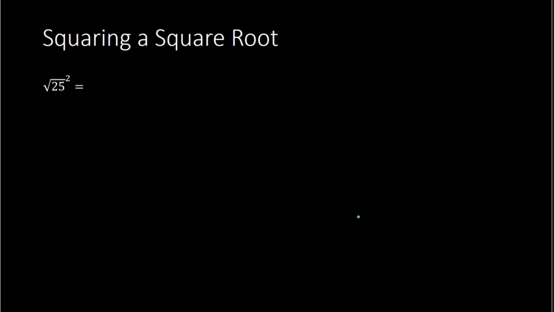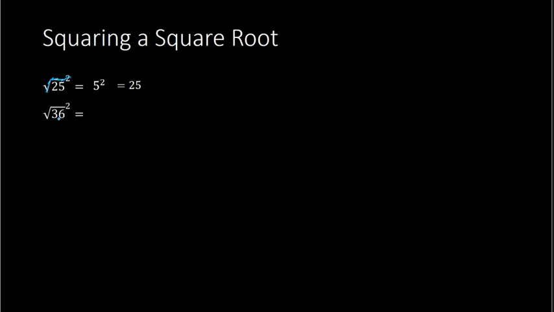For example, if you had the square root of 25 squared, what this means is that we take the square root of 25, which is 5, right? Because 5 squared is 25. So what I have is 5 squared, which is going to be 25. So notice what happened. This square and the square root basically just cancel each other out, and I'm left with just the 25.